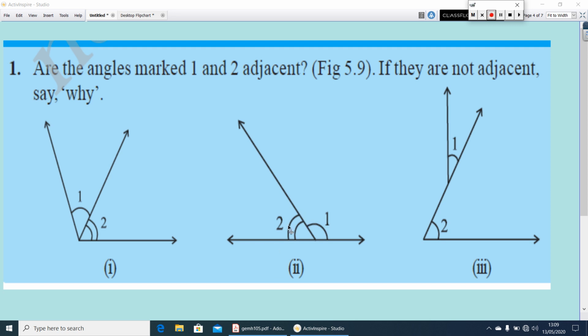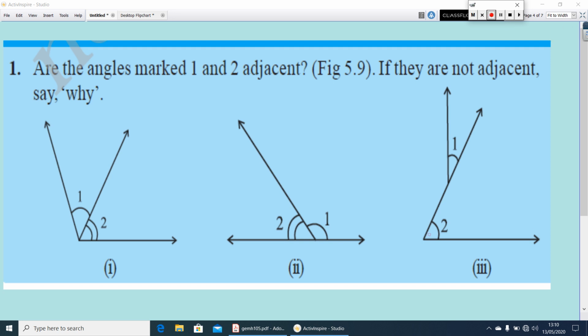Two curves. So if they are not adjacent, write the reason. Look at the first question, angle 1 and 2, are they adjacent? Here you see, angle 1 and angle 2 have a common vertex and one common arm, and non-common arms are on either side of the common arm. So you can say the first figure is adjacent angles.